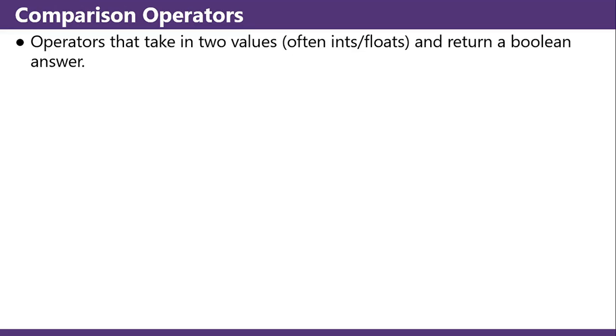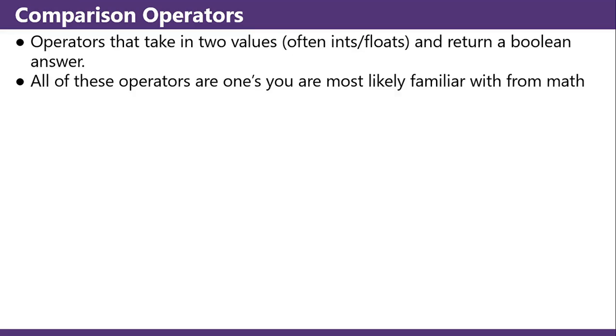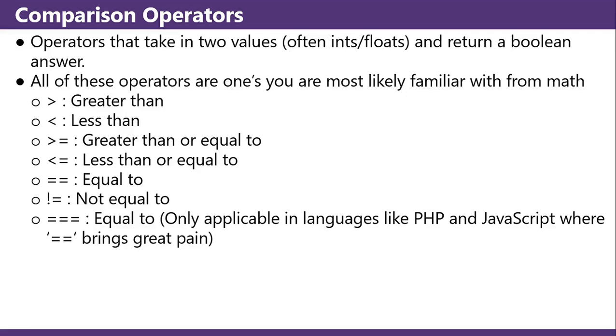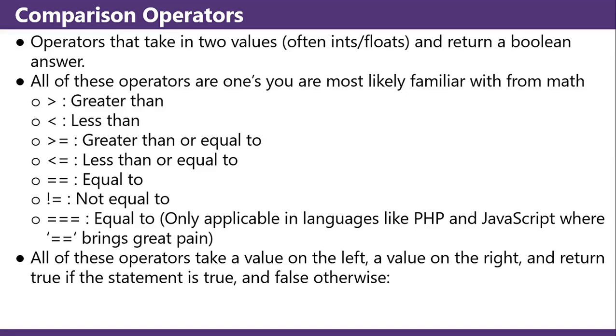Comparison operators. Operators that take in 2 values, often ints and floats, and return a Boolean answer. All these operators are ones you're most likely familiar with from math. Greater than, less than, greater than or equal to, less than or equal to, not equal to, triple equals to. This is only applicable in languages like PHP and JavaScript where double equals brings great pain. All these operators take a value on the left, a value on the right, and return true if the statement is true and false otherwise.